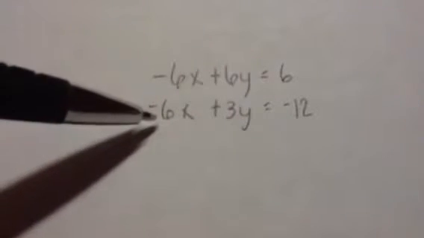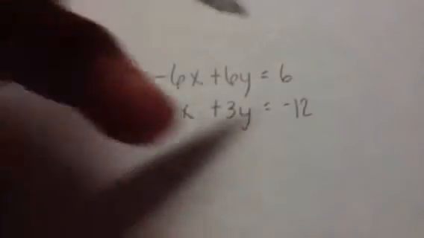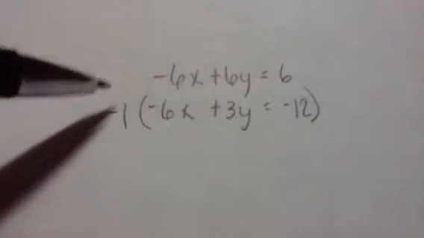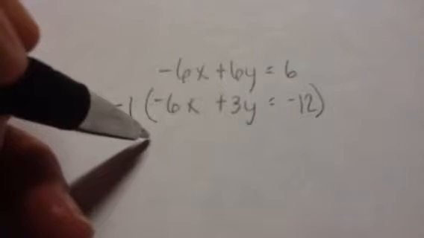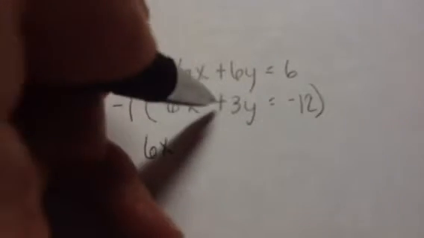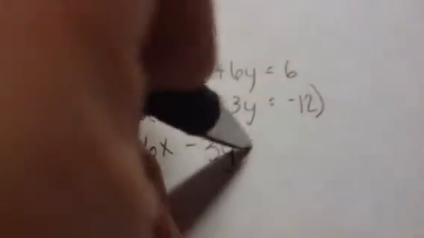In order to make one of these positive, I can multiply the entire equation by negative 1. If I multiplied this whole thing by negative 1, then negative 1 times negative 6x would give me positive 6x. Negative 1 times 3y would give me a negative 3y. And then negative 1 times negative 12 would give me a positive 12.